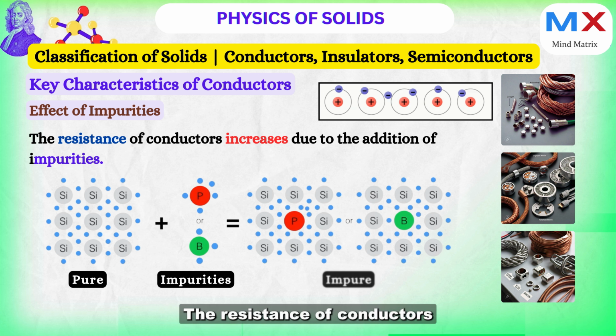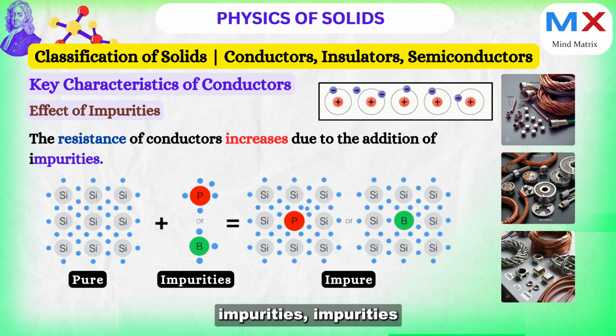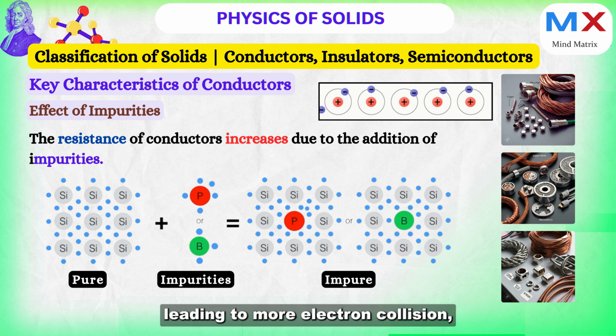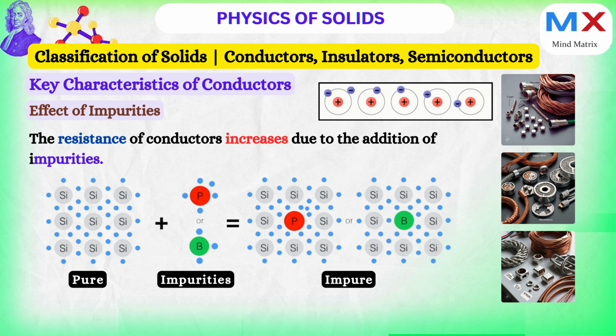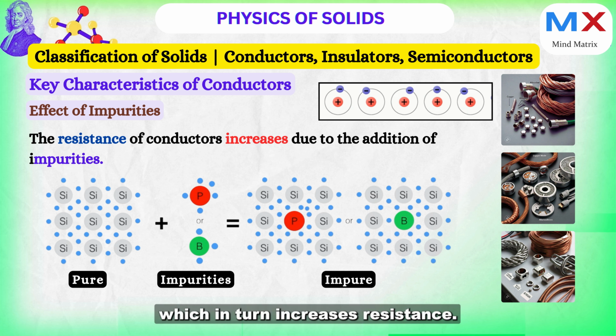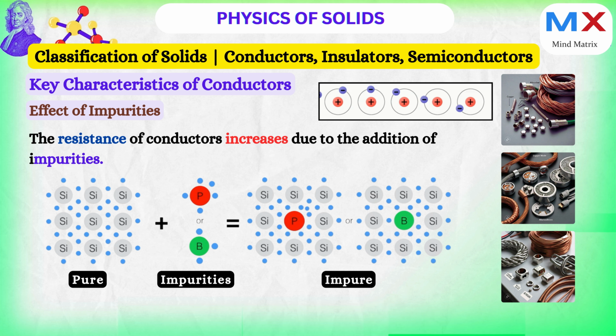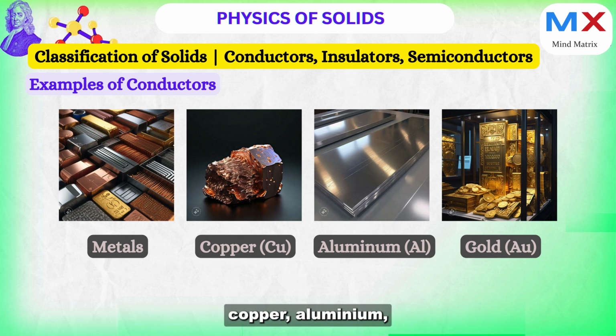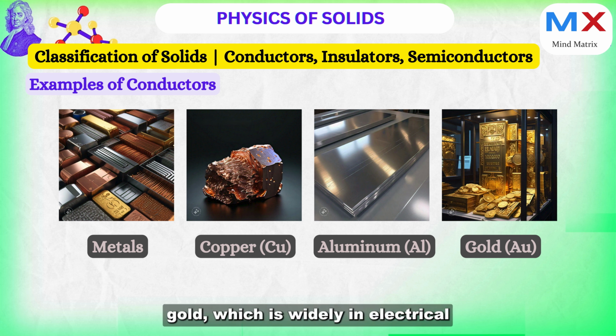The next characteristic we have is effect of impurities. The resistance of conductors increases due to the addition of impurities. Impurities disrupt the regular atomic arrangement, leading to more electron collisions, which in turn increases resistance. Common conductors include metals such as copper, aluminum and gold, which are widely used in electrical wiring and components.